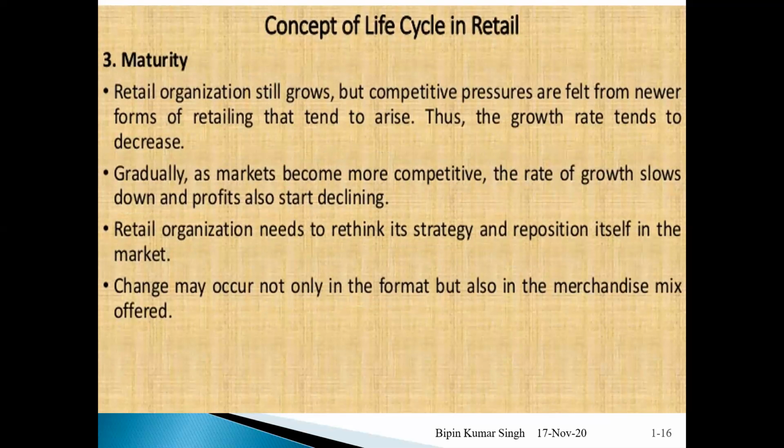The maturity stage: retail organizations still grow, but competitive pressures are felt from newer forms of retailing that tend to arise. Thus, the growth rate tends to decrease. Gradually, as the market becomes more competitive, the rate of growth slows down and profit also starts declining. The retail organization needs to rethink its strategy and reposition itself in the market. Change may occur not only in the format but also in the merchandise mix offered.